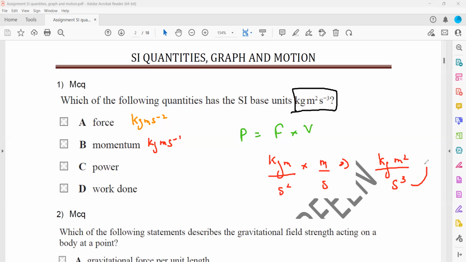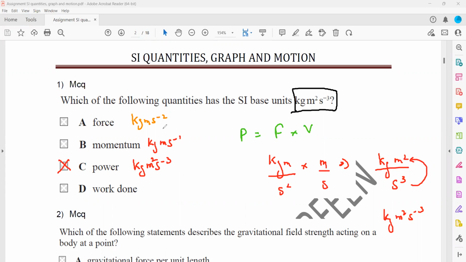This is in the denominator, so it will move to the numerator. So it will turn out to be kilogram meter square second raised to power minus 3. So the base unit of power is kilogram meter square second raised to power minus 3. That means it matches option C. So C will be the right answer.